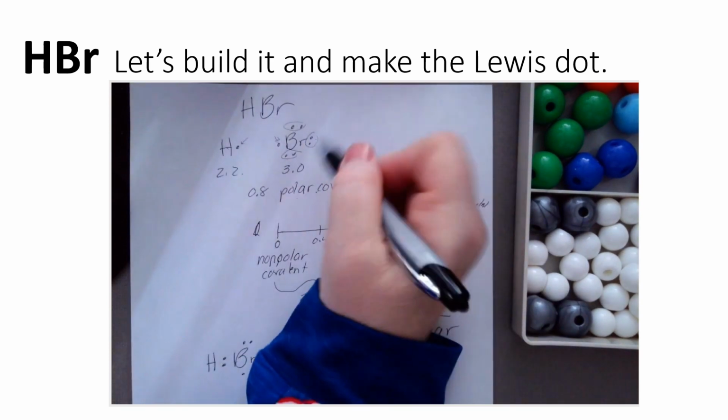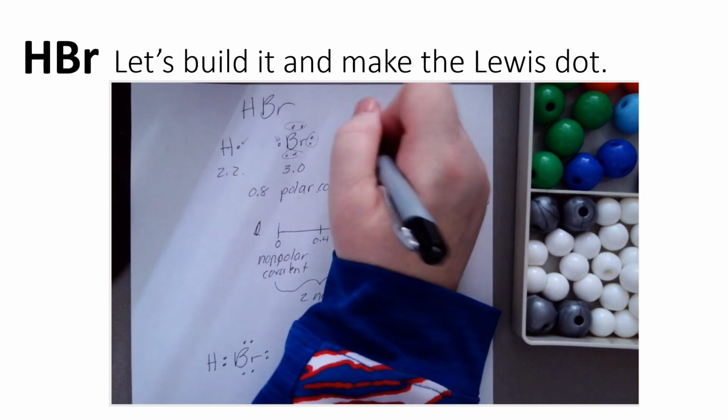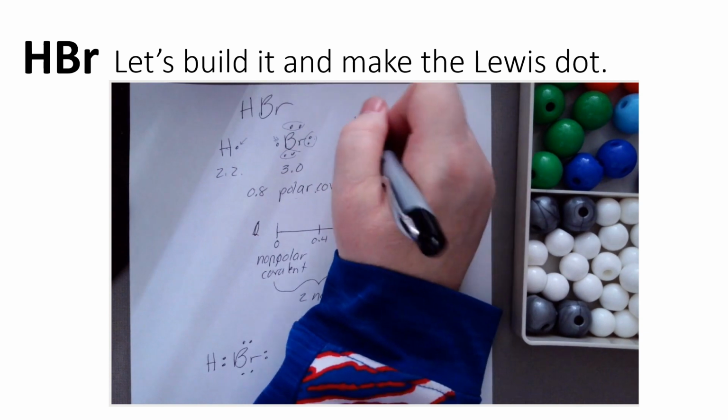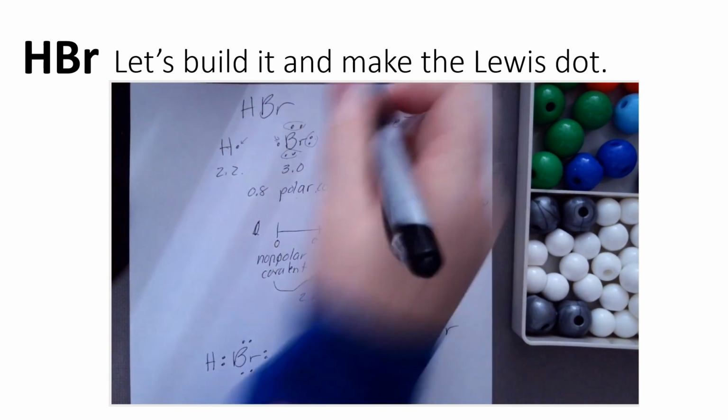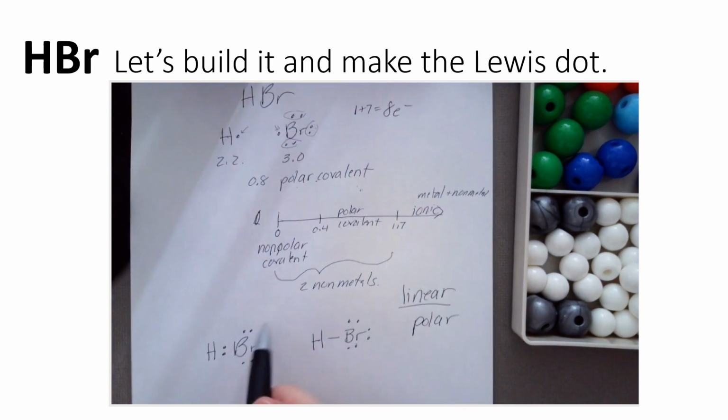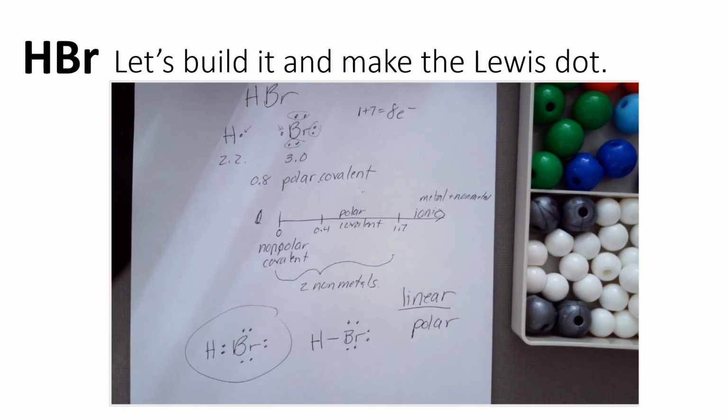Okay, let me show you just one more thing I forgot to show you. So H, we started with 1 electron. Bromine, we started with 7. So we started with 8 total electrons. In our final picture, we cannot have more than 8.